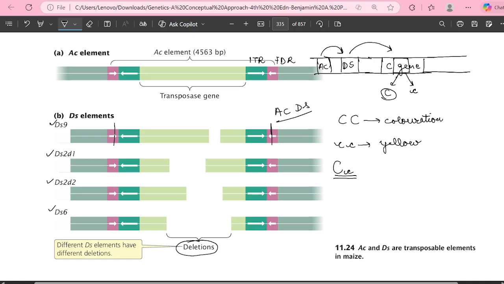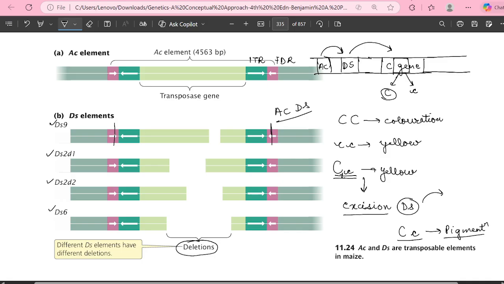As soon as the DS element is inserted into the C gene, it becomes C-T-C, where T stands for the transposon which has come in. Once this T is inserted into the capital C gene, the coloration stops and the kernel becomes yellow. Later on, because these transposons are mobile elements, the excision of the transposon will happen. The excision of DS will take place, and as soon as it is removed, it will again become the normal capital C small c genotype, and the pigmentation will reappear.